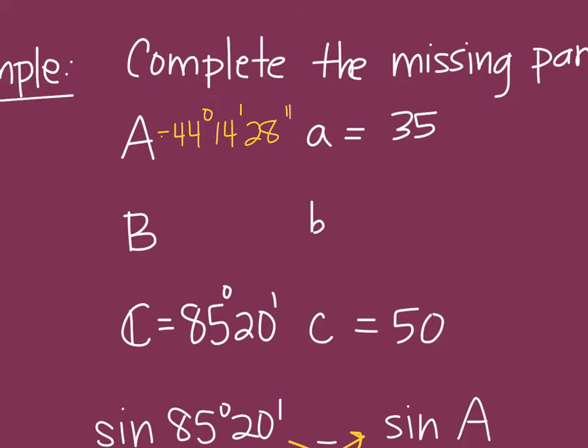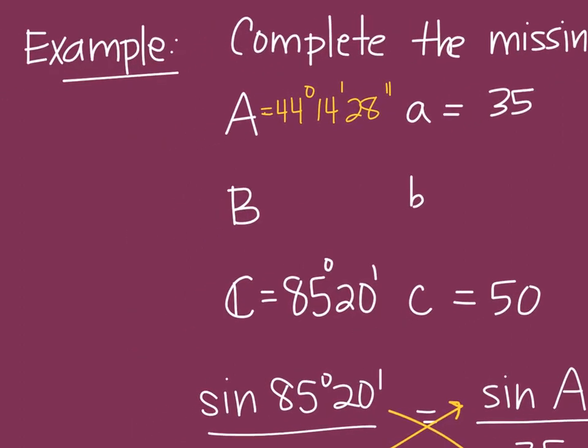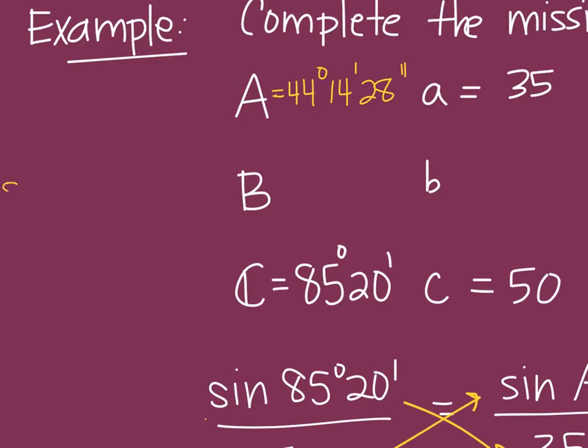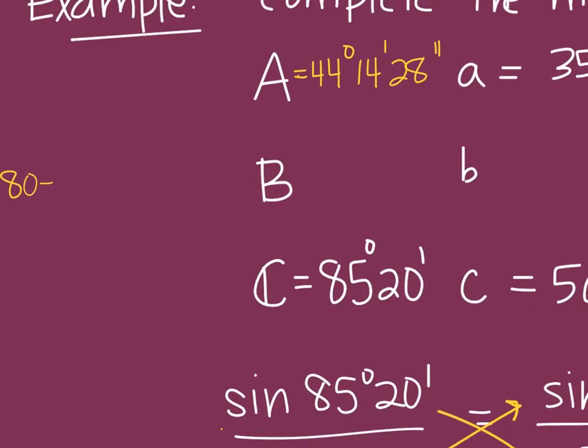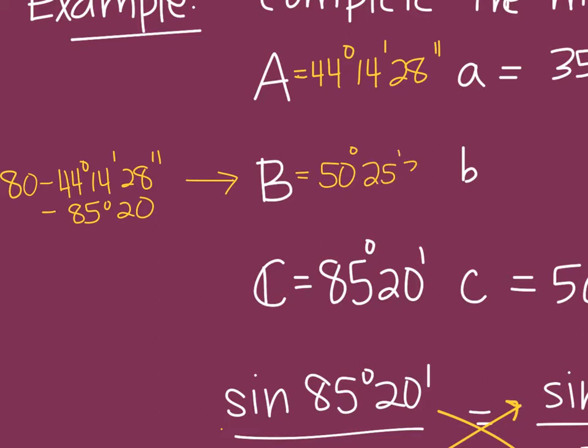Now I can use the law of 180 degrees to figure out what the value of angle B should be. So I'll take 180. I'll subtract the 44, 14, 28. I'll also subtract the 85, 20, and that will give me the value of what B is, and that works out to be 50, 25, 32.